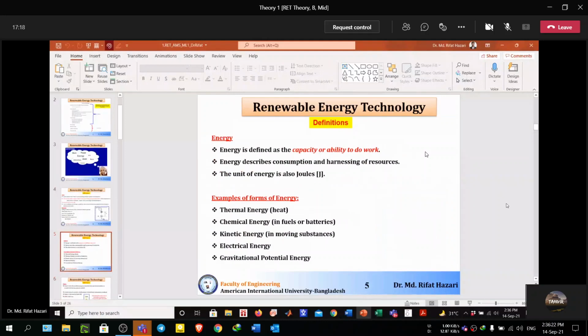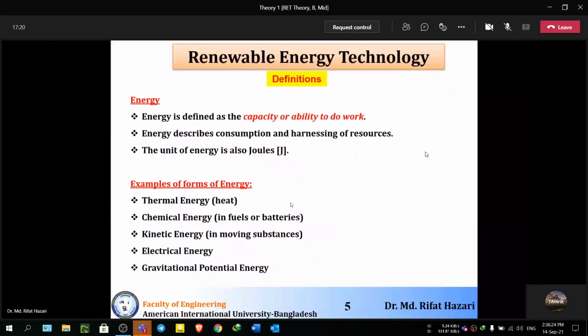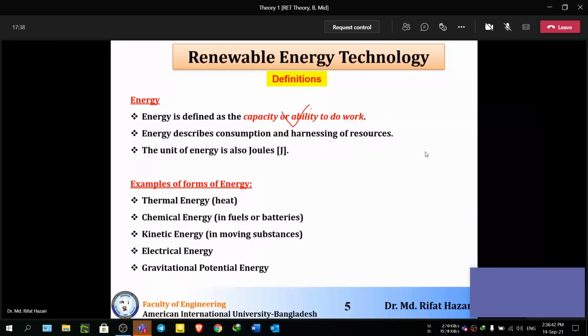So you already told about it, that energy is actually the capacity or ability to do some work. When you want to do some work, you need to spend some energy. So as an electrical engineer, when we are talking about energy, we are actually thinking about consumption or harnessing of a resource.